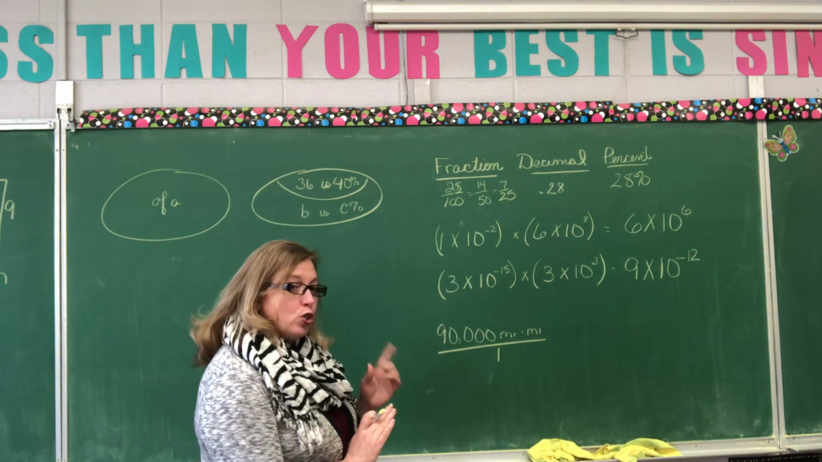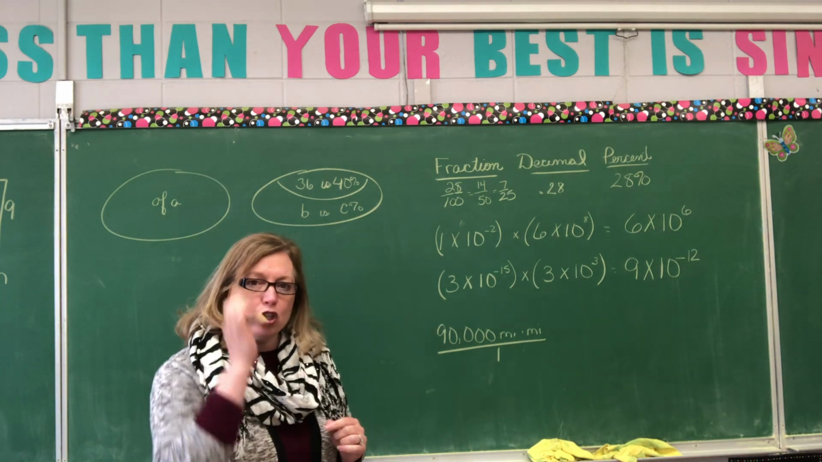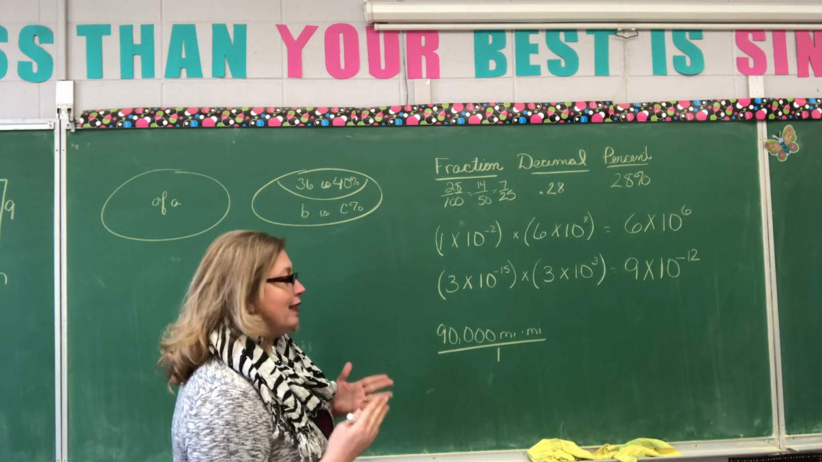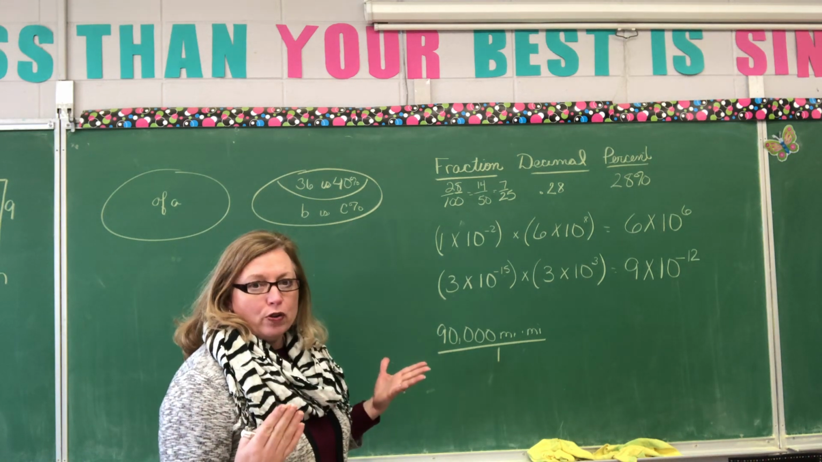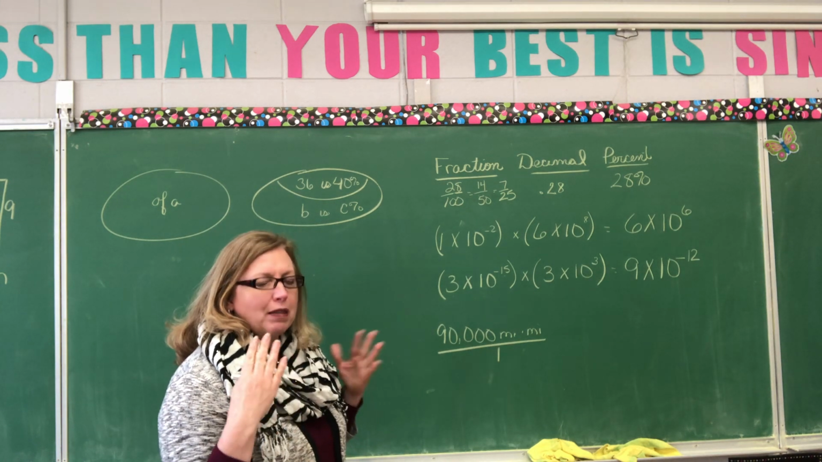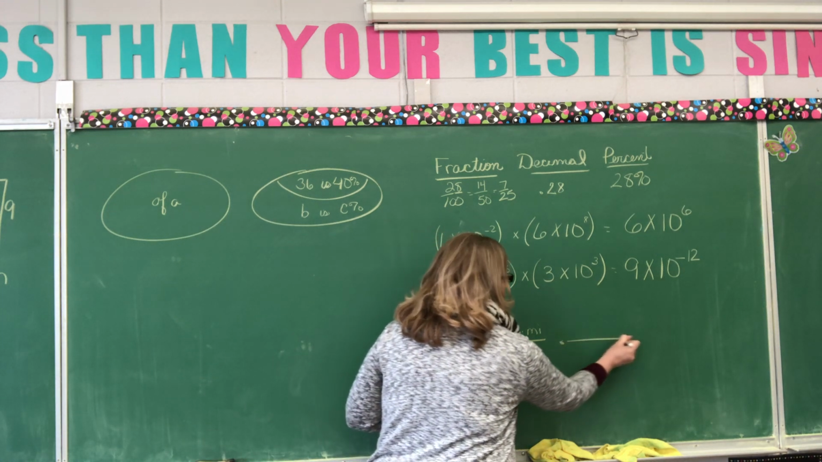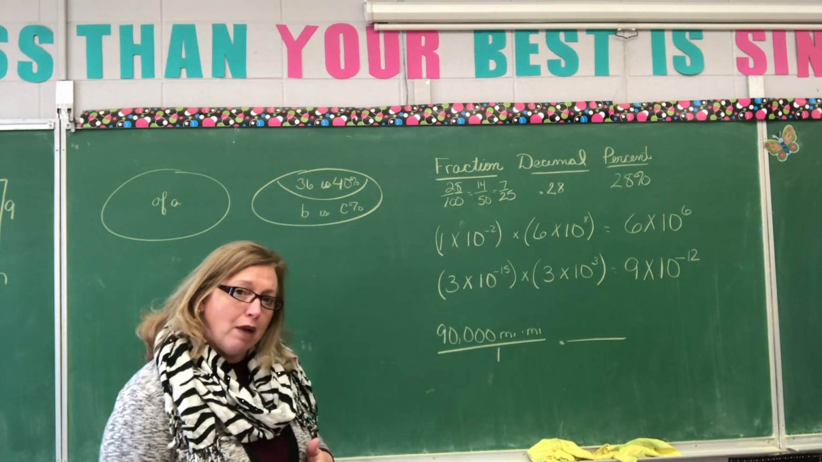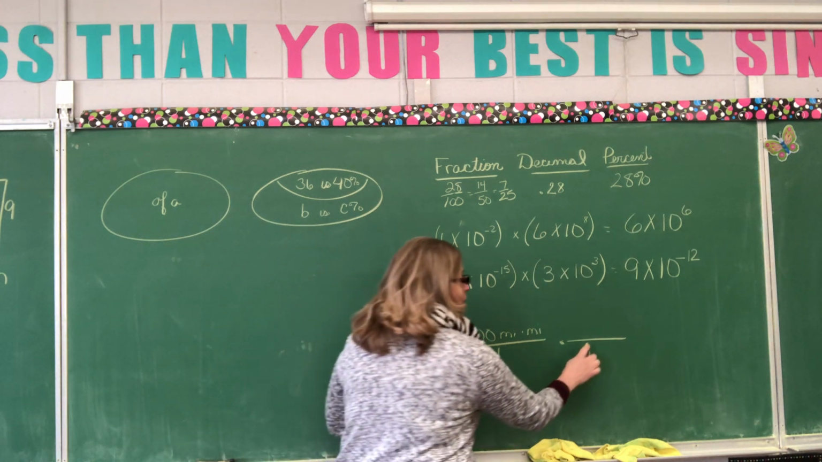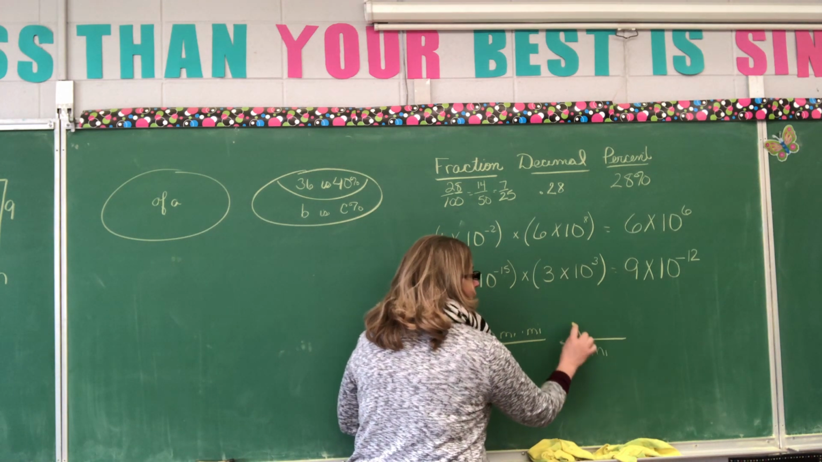5,280. Okay, so 1 mile equals 5,280 feet. Where do I need the 5,280, on the top or the bottom? Well, let's think about the mile first. We have 1 mile. I'm going to multiply this, and I want to get rid of the miles. So I'm going to put the 1 mile on the bottom.